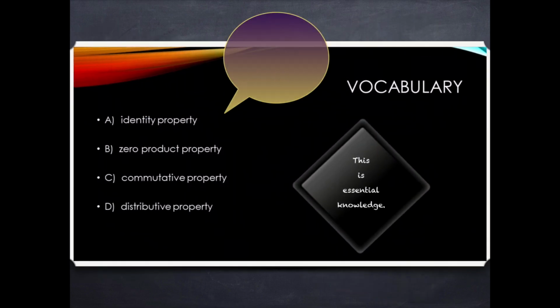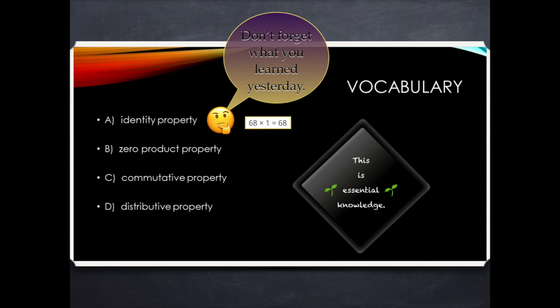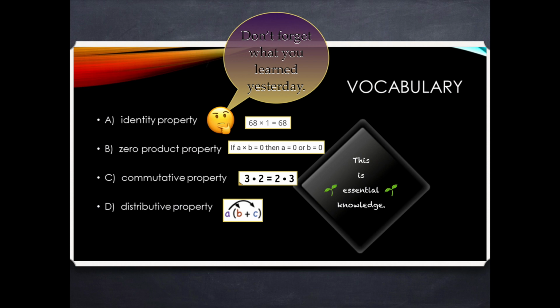Okay, here's something from yesterday that I want you to memorize. I know you may not have memorized that already just from yesterday, putting that in your notes. So I'm going to give it to you again. The identity property looks something like that. That's just one example of it. 68 times 1 would be 68. Zero product: if one of the numbers is 0, you multiply it by another number, you get 0. Commutative, you switch around, and distribute, you use that a lot in your algebra. So please get those really rock solid in your brains.